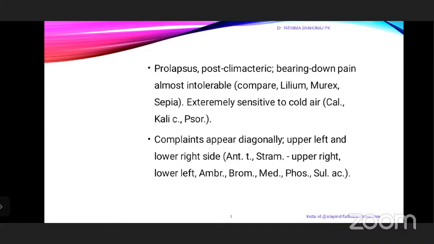Then complaints occur diagonally, upper left and lower right side. It is compared with Antimonium tartaricum and Stramonium. And we can see what the symptoms are and what the proper comparisons are. So complaints appearing diagonally are mainly seen in this remedy, and it is again compared with Antimonium tartaricum and Stramonium. And then here upper right and lower left will be seen. In Ambra grisea also there will be upper right and lower left affected, and Bromium, Medorrhinum, Phosphorus, Sulphuric acid also show a similar sort of comparison.